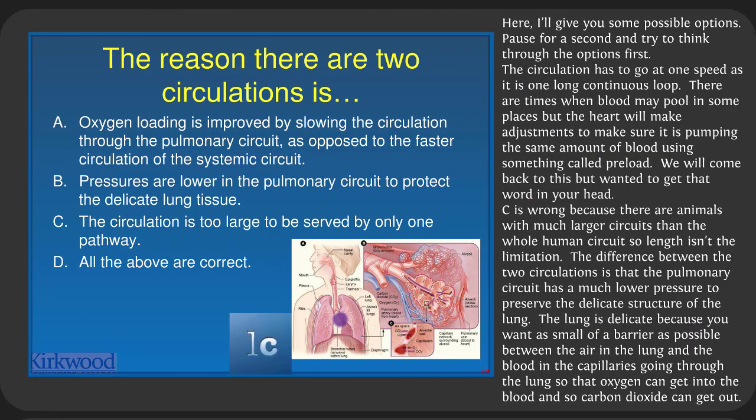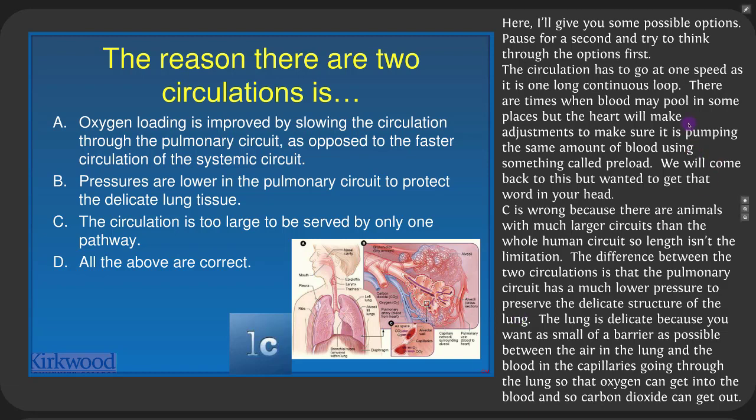Here, I give you some possible options. So the reason there are 2 circulations is: A, oxygen loading is improved by slowing the circulation through the pulmonary circuit; B, pressures are lower in the pulmonary circuit; C, the circulation is too large to be served by only one pathway; or D, all of the above are correct. Pause for a second and try to think through the options first. Again, you want to get better at multiple choice, and just listening to me explain doesn't help as much as if you first make your guess and then listen to the explanation. That's the way to improve your multiple choice test taking skills.